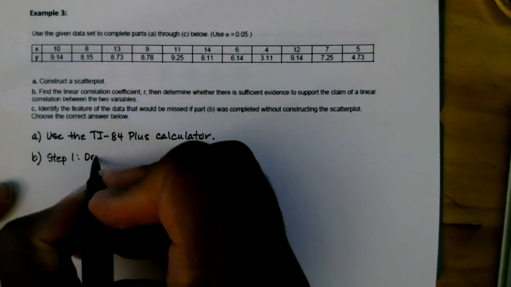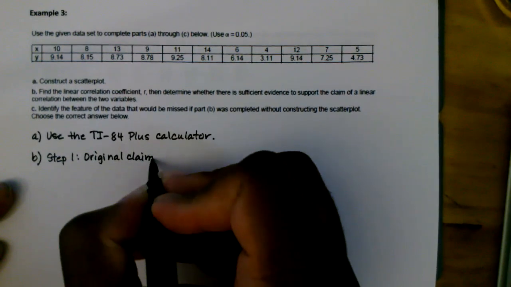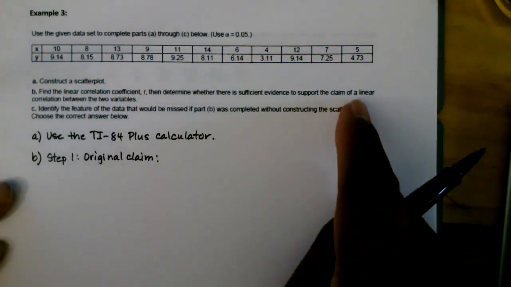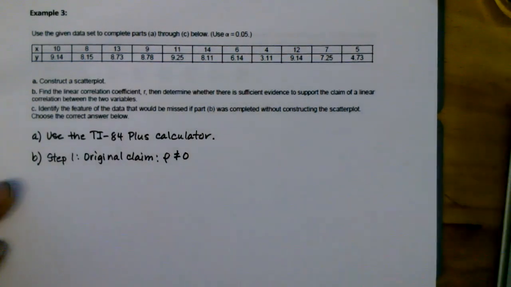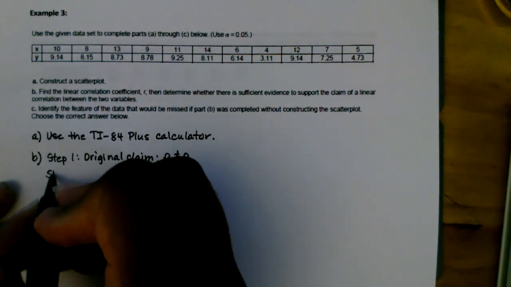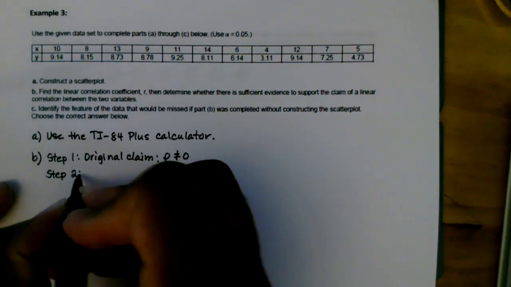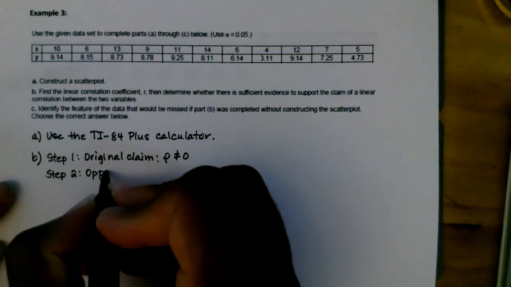So here's step number 1, the original claim. The claim is that there is sufficient evidence to support the claim of a linear correlation between the 2. So it has to be rho is not equal to 0, meaning that there is a linear correlation. That's our claim. Step number 2 is the opposite of the claim. That rho is equal to 0, meaning that there is no linear correlation. Rho is equal to 0.